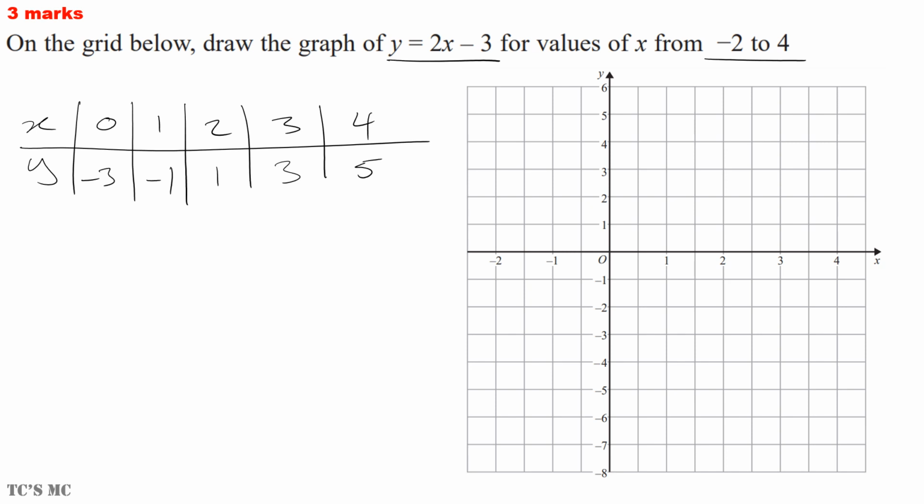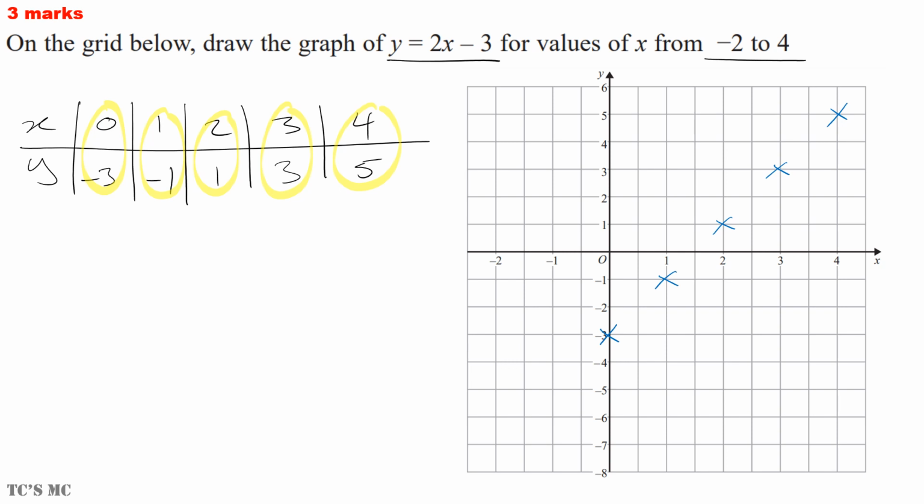Now I can look at each one of these as coordinates. So this is (0, -3), (1, -1), (2, 1), (3, 3), and (4, 5). So now I need to go ahead and plot those points. I now have 2 marks. Then I need to join it up with a ruler.